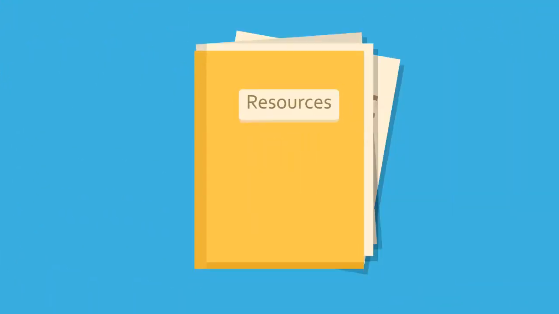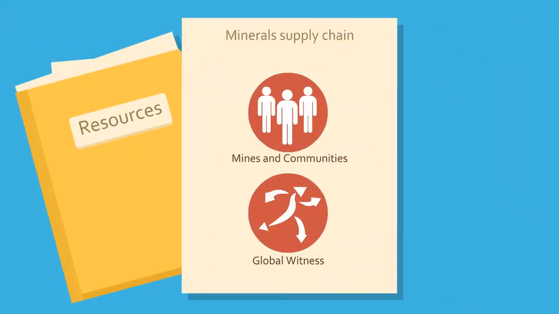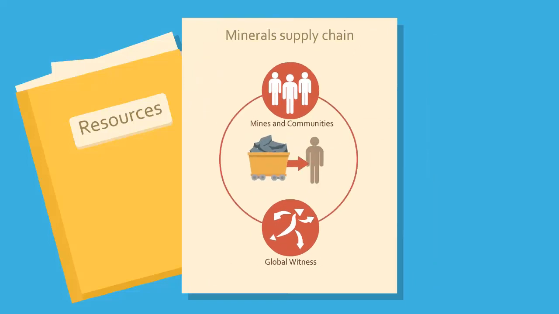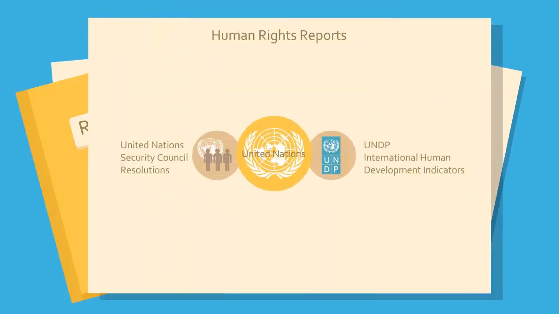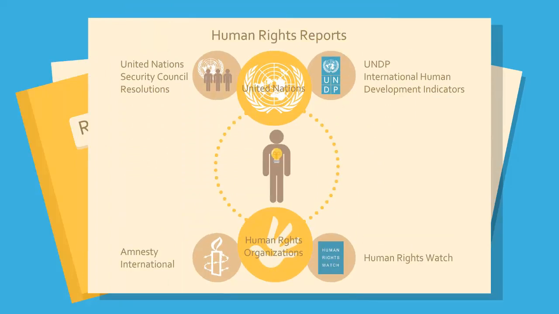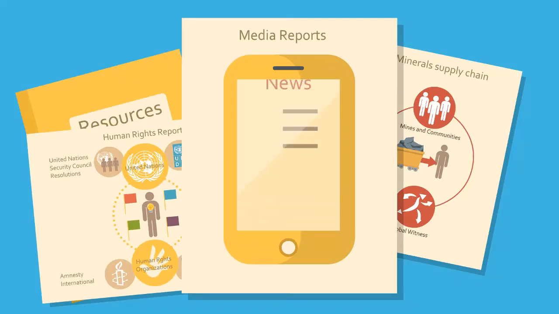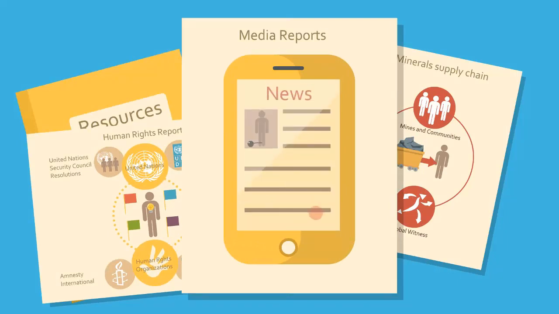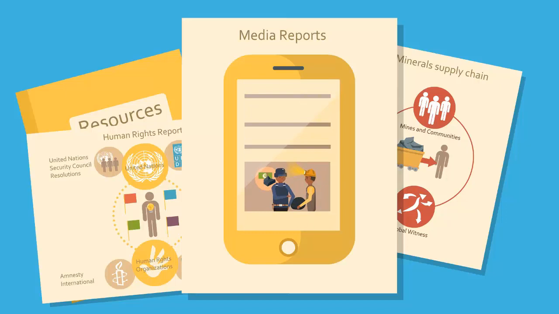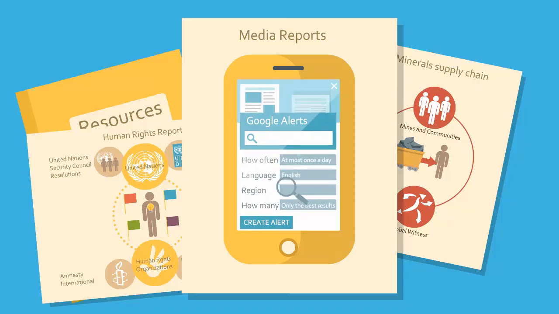Here are some resources you might use. Minds and Communities and Global Witness gather reports on human rights impacts in the mining industry. The United Nations and human rights organizations publish reports on the state of human rights in various countries. News media are also a valuable resource for identifying human rights abuses and bad actors in the supply chain. Check news sources like Reuters and Associated Press. Google Alerts can automatically scan for news reports in your region with your chosen keywords.